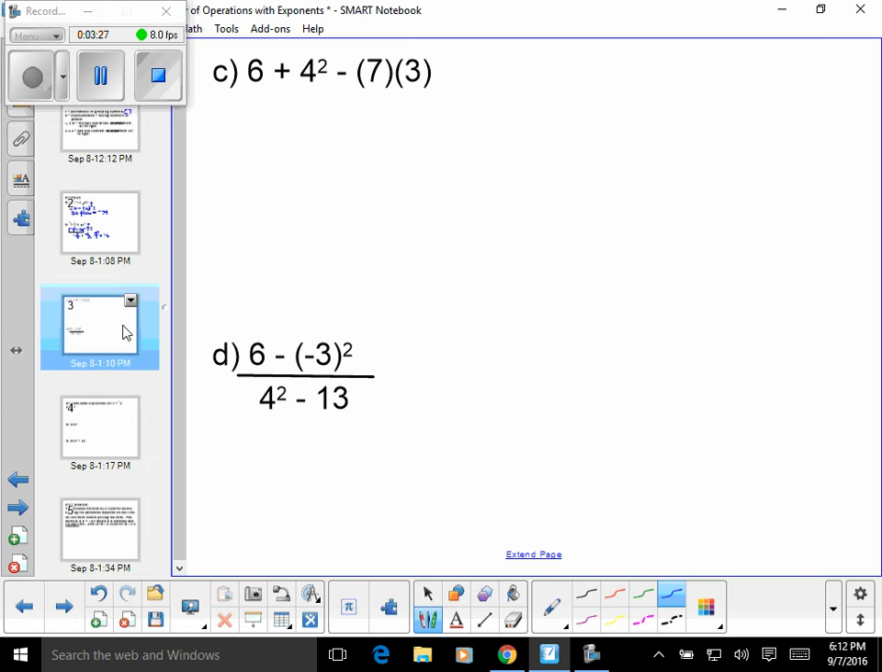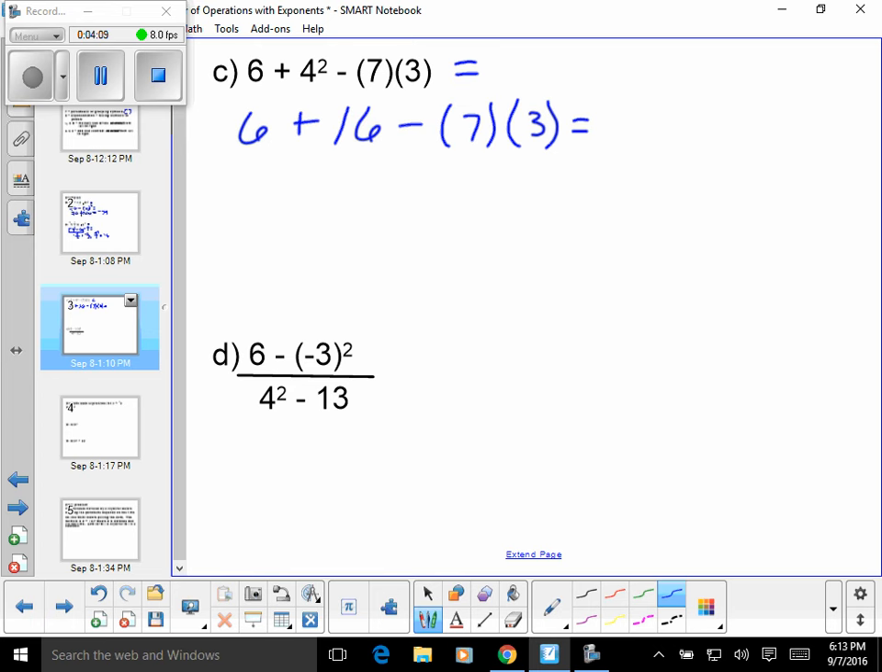In example C, we need to do the exponentiation first. 6 plus 4 squared is 16 minus 7 times 3. If you remember when we did order of operations last time, I told you be careful not to try to do too much in one step. So if you only make one change or so in every step, it might take you a while to do the problem, but you're going to be more likely to get it right, at least until you build your confidence.